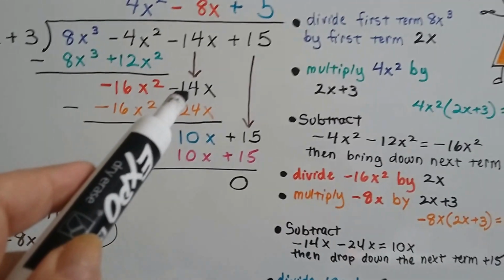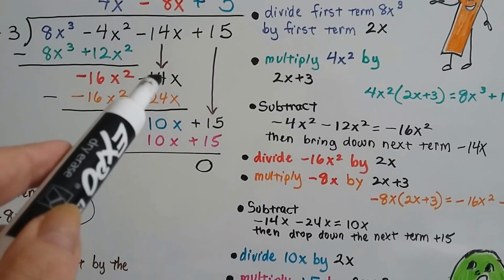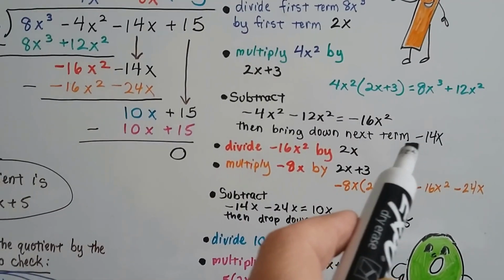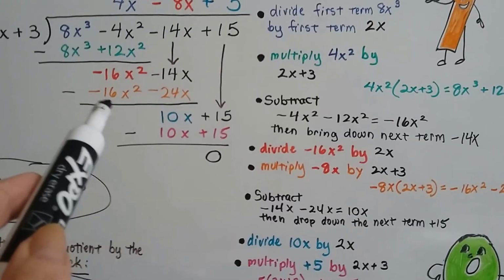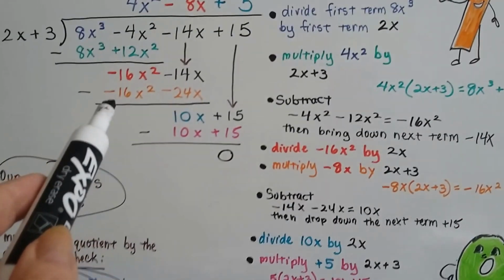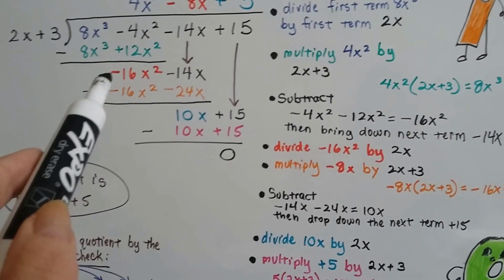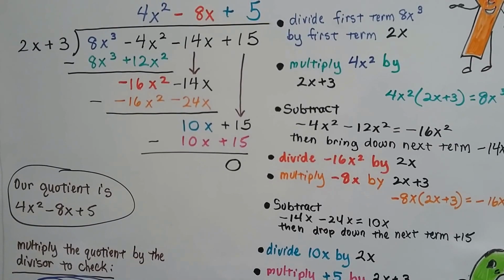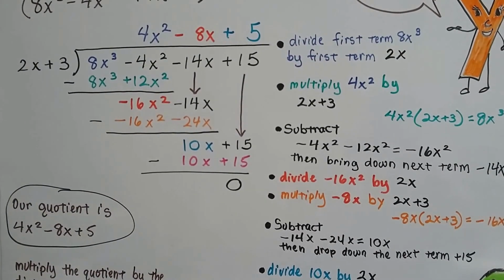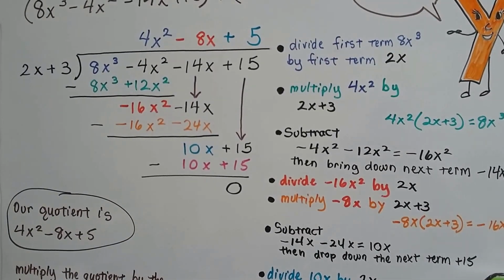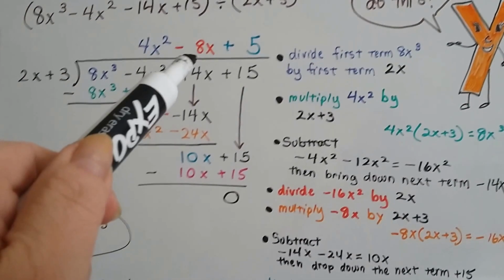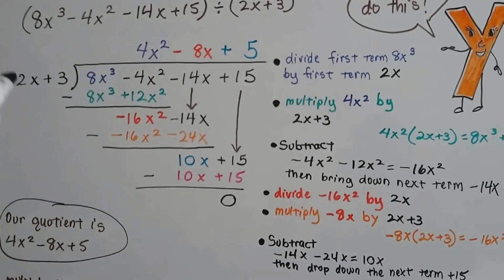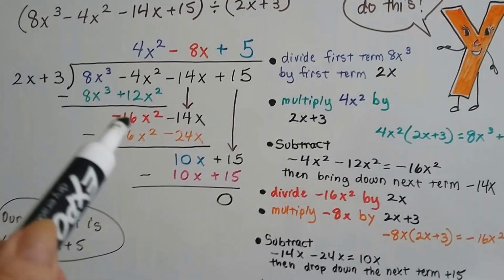Now it's this negative 14's turn to come down, all right? We drop it down. We brought down the next term, that negative 14x. And now what we do is we divide this red negative 16x squared by that first term 2x, okay? 2x can go into a negative 16x squared negative 8x times. If we multiply this negative 8x by this 2x, we'll get negative 16x squared.